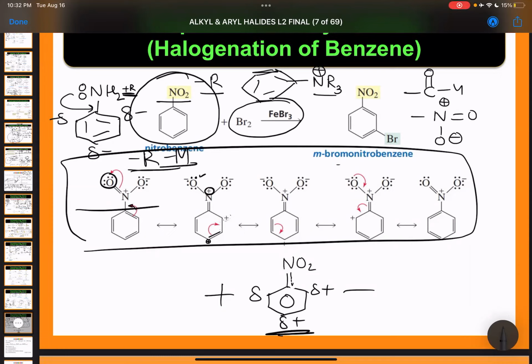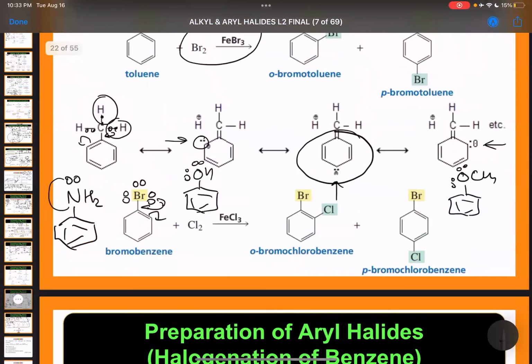So if the electrophile comes, it will find it very difficult to join itself to a ring which is already electron deficient. So this is a deactivated ring. It reacts million times more slowly than benzene. On the other hand, aniline reacts million times faster than benzene, million times faster.